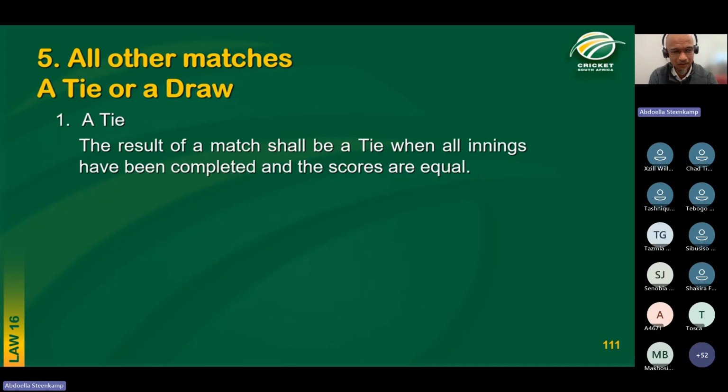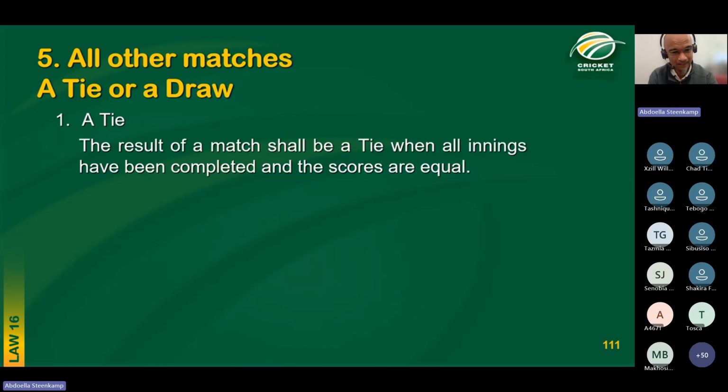Let's say a South Africa, Pakistan test match. South Africa bat in their first innings and get bowled out for 200. Pakistan bat in their first innings and get bowled out for 100. Now South Africa bat in their second innings and get bowled out for 100. If you add up South Africa's first and second innings, it adds up to 300.